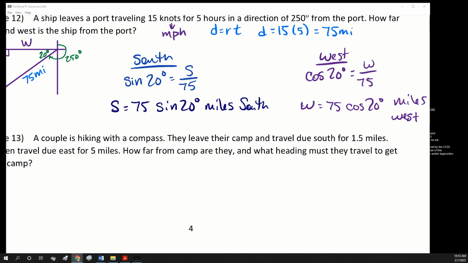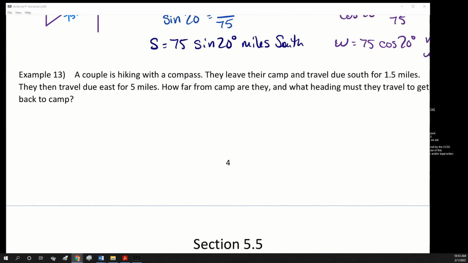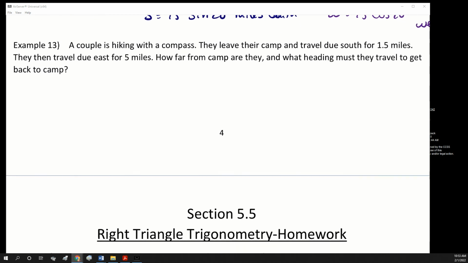And I really like these hiking problems because sometimes, like reality, you're hiking somewhere where there's not cell phone service or GPS service, and you actually might have to know this one day. But if you go hiking with a compass, make sure you also have a scientific calculator or a graphing calculator, something that will do sine, cosine, or tangent if you want to find your way back in a straight direction.